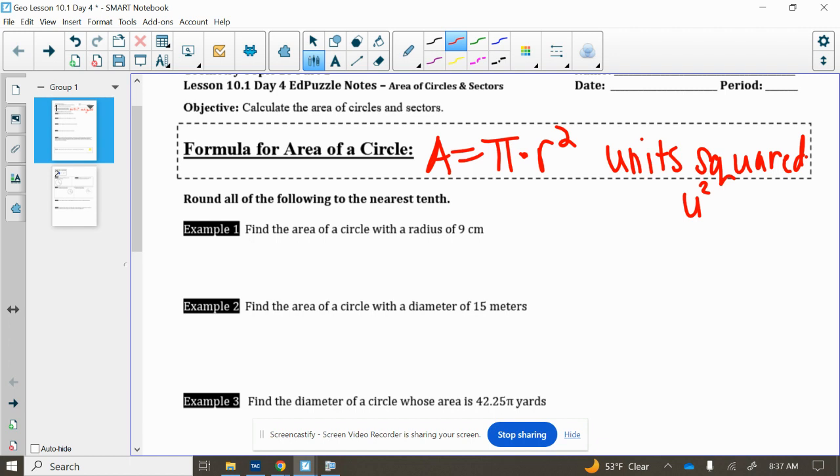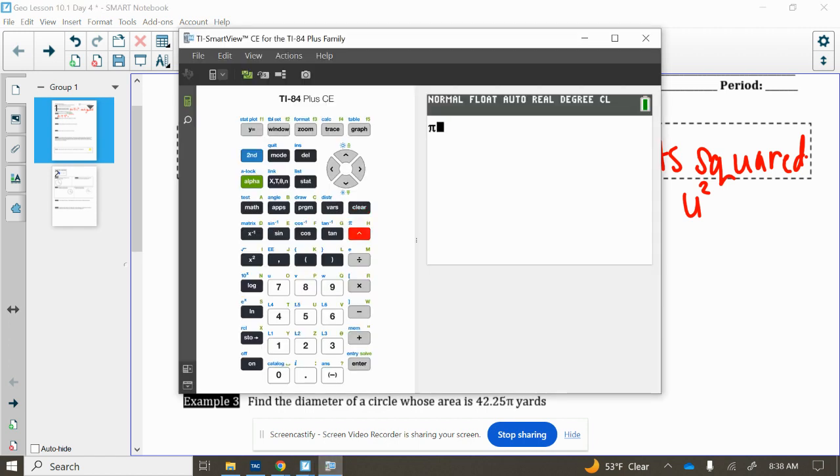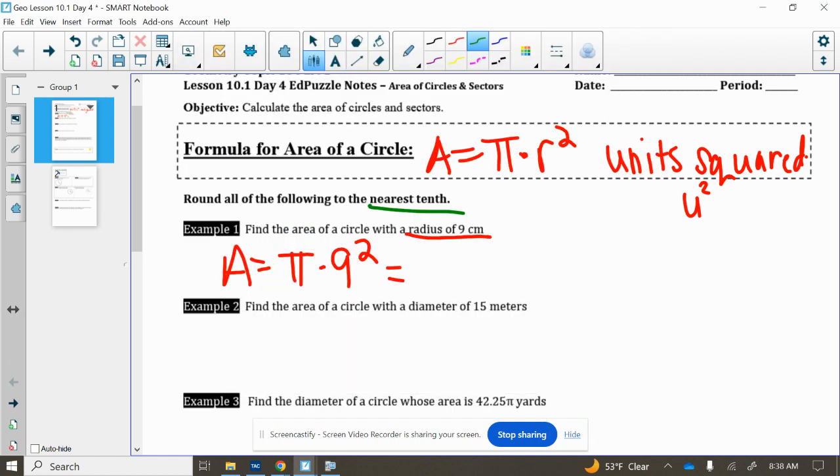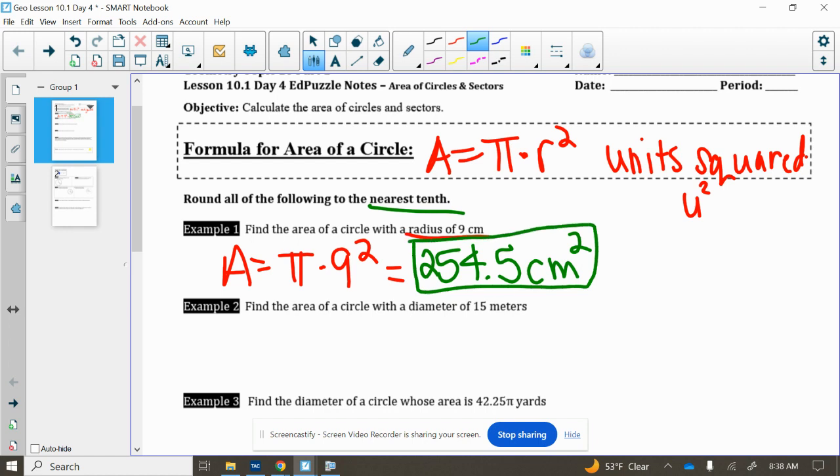So for the first one, if we are looking to find the area of a circle whose radius is 9 centimeters, we are going to plug in pi times that radius value squared, and we're going to round to the nearest tenth for our final answers this time. So pi times that radius value squared is about 254.5. Again, you always want to make sure you are using the pi button on the calculator for the most accurate answer, even if you're just rounding. And this time our units are centimeters squared.